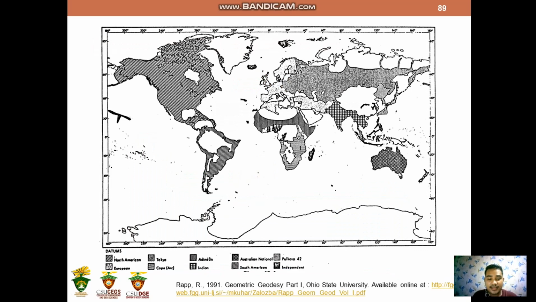So these are the geodetic datums used by different countries. The format of the legend is like this. It is called the North American Datum, the others are European, then Tokyo, Indian, and so on and so forth.